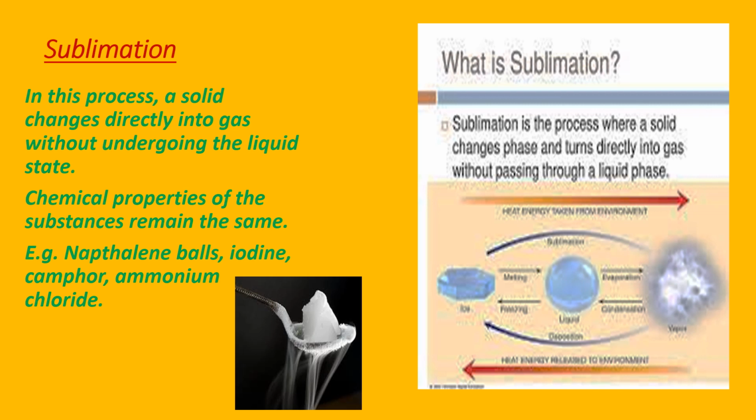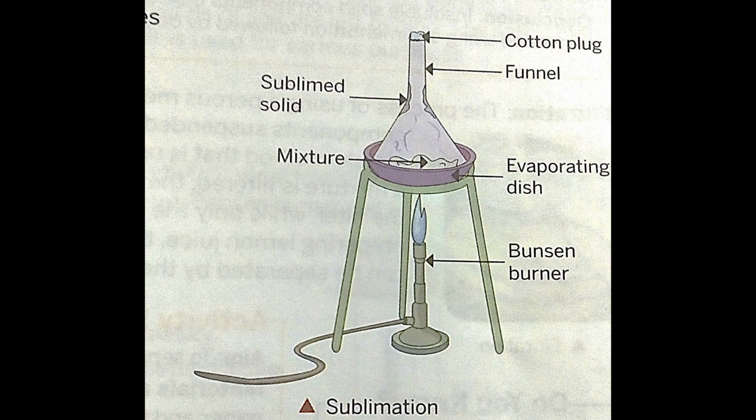In this method, the mixture is taken in the heating dish. To understand how sublimation takes place and how the mixture is separated, let us perform an activity. The experimental setup required for sublimation is as shown in the diagram. The mixture to be separated is taken into the evaporating dish. One of the components has to be a sublimable substance.